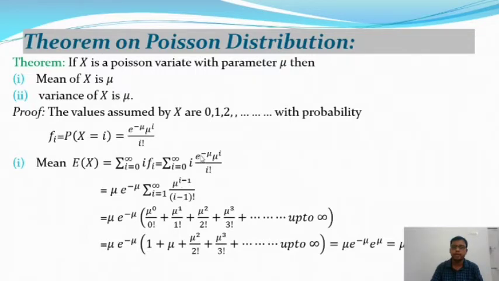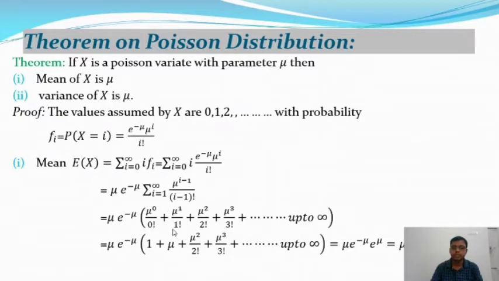If we take e to the power minus mu and mu as common, then from this summation it will give mu into e to the power minus mu, which is the constant term, times the summation over i equal to 1 to infinity of mu to the power i minus 1 by i minus 1 factorial. Now expanding this summation, the first term is mu to the power 0 by 0 factorial, the second term is mu to the power 1 by 1 factorial, the third term is mu to the power 2 by 2 factorial, then mu to the power 3 by 3 factorial, up to infinity. So there are infinite number of terms.